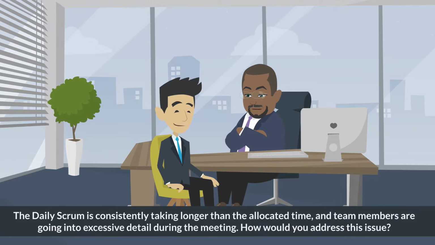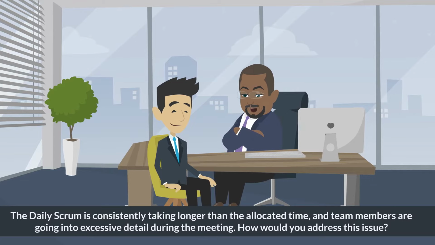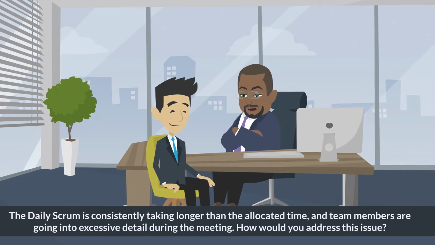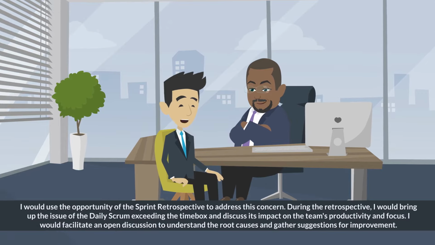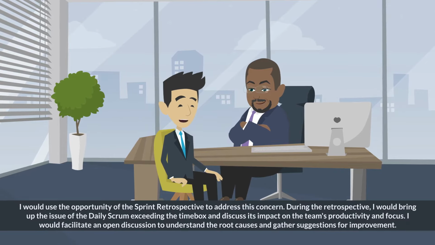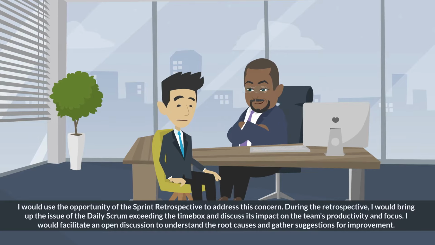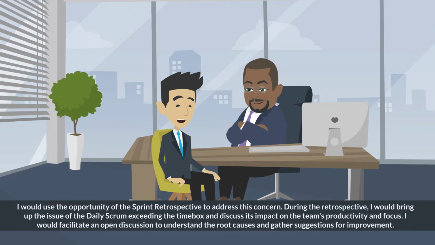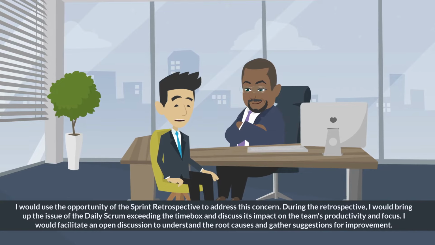The daily Scrum is consistently taking longer than the allocated time, and team members are going into excessive detail during the meeting. How would you address this issue? I would use the opportunity of the sprint retrospective to address this concern. During the retrospective, I would bring up the issue of the daily Scrum exceeding the time box and discuss its impact on the team's productivity and focus.